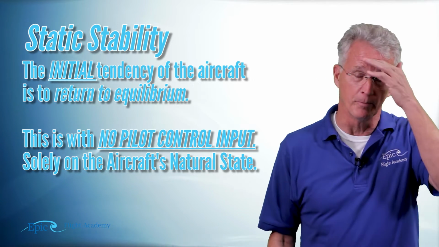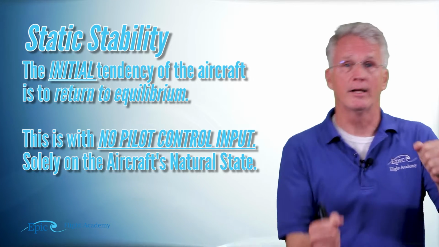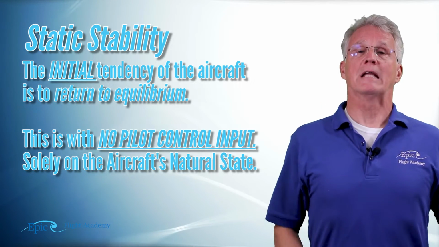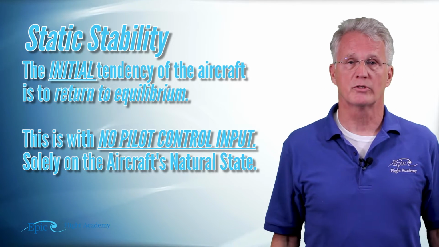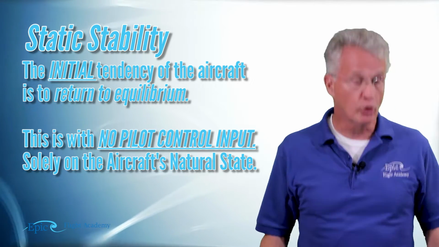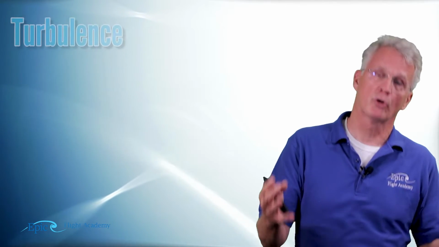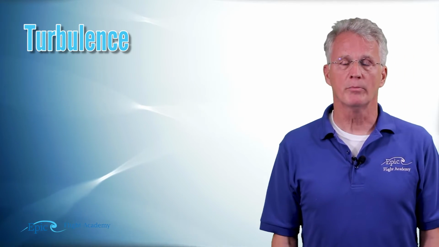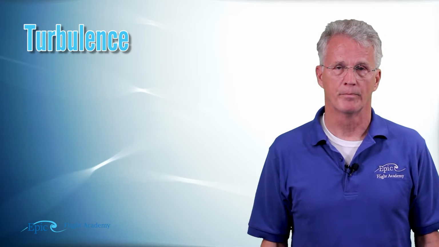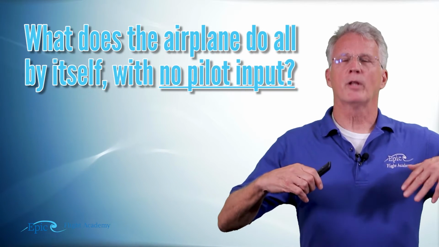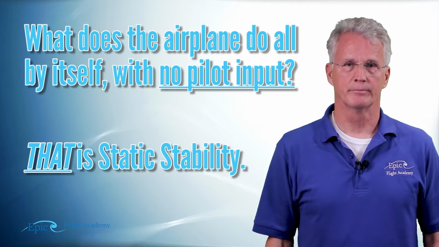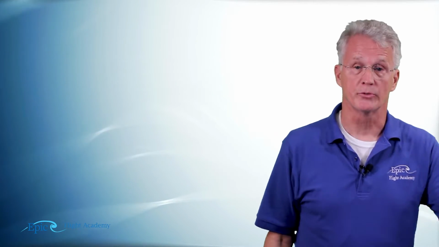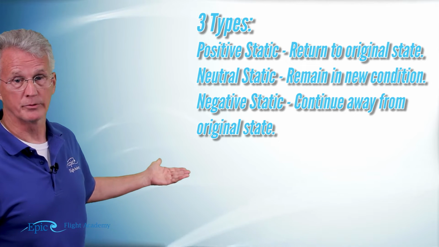Now it's important to remember, we are not talking about pilot input. We're talking about the aircraft being upset from its natural stable state. A good example of what typically causes that? Turbulence. So let's say that turbulence were to upset my airplane. What does the airplane initially do all by itself with no pilot input? That's static stability. And it may do one of three things.